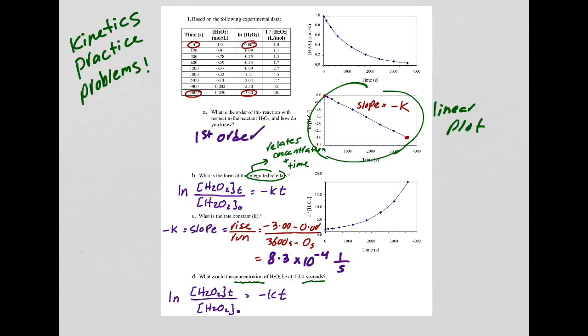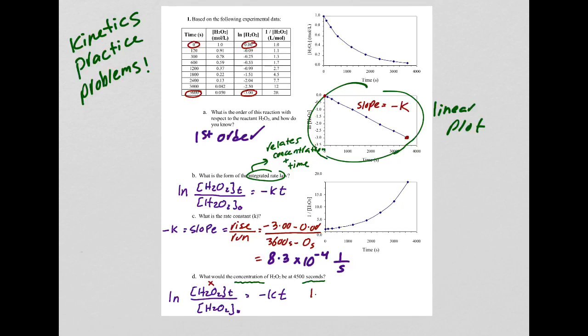Now, let's go over this. What they're asking you right now, what is my X? Always figure out what's your X. The concentration of peroxide at 4,500 seconds, this one right here, that's my X. Which means I have to be given everything else, right?